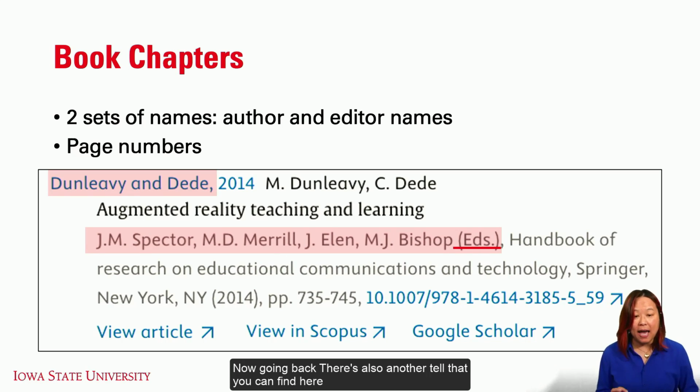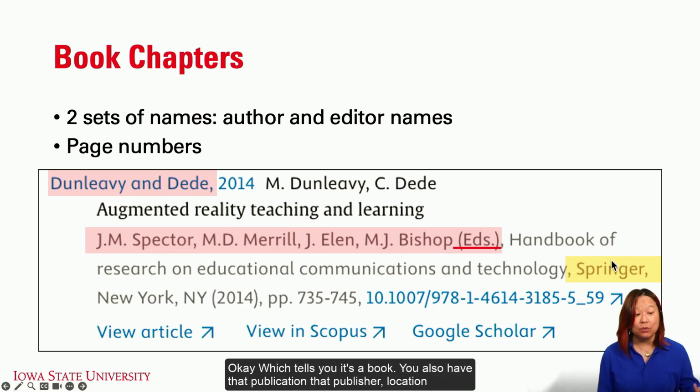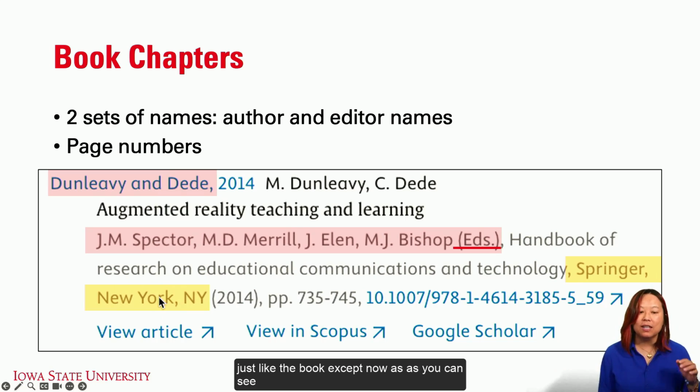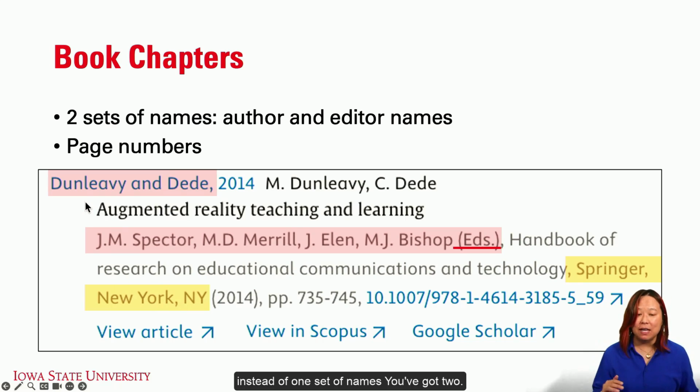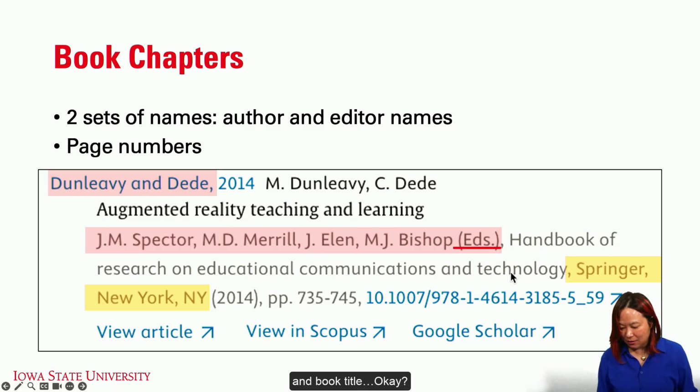Now, going back, there's also another tell that you can find here, which is you still have the publisher, okay, which tells you it's a book. You also have that publisher location, just like the book, except now as you can see, instead of one set of names, you've got two. Instead of one title, which originally was the title of the book, you now have two, chapter title and book title.